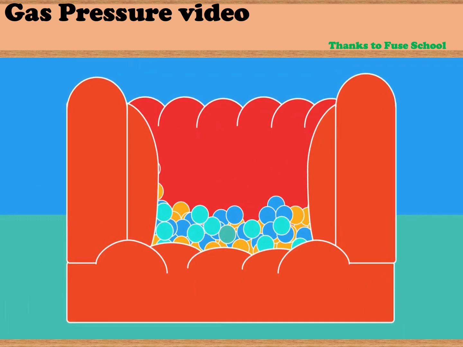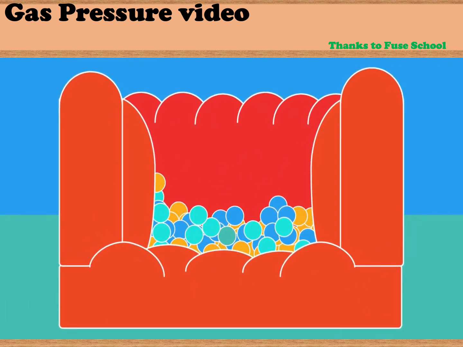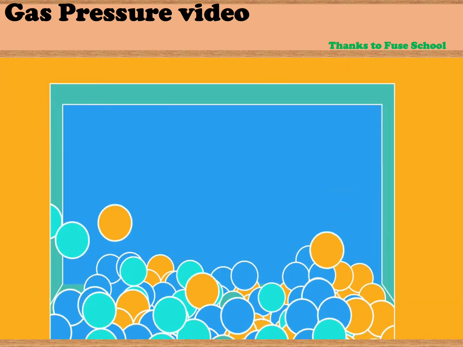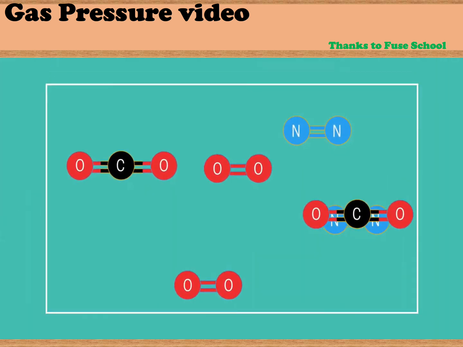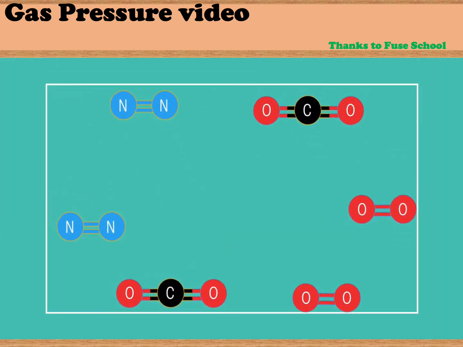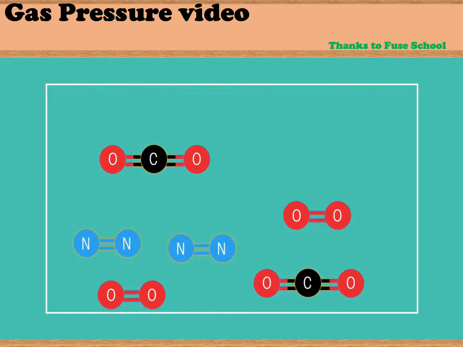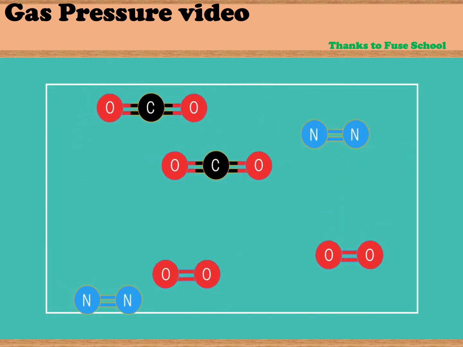Who didn't like playing in ball pits when they were a child? Now let's imagine a room filled with these balls constantly moving around in different directions. This is how molecules in a gas move. In this video, we're going to discover more about amazing gases and the effect temperature and pressure have on them.